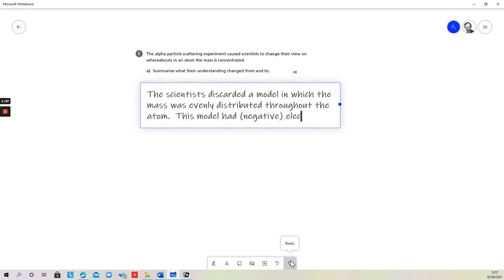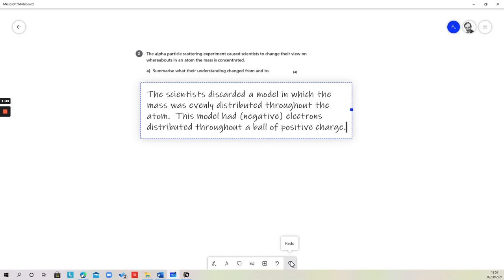So we can talk about the electrons, which had negative charge, and the fact that these were distributed throughout a ball of positive charge. So what happened there was that this ball or sphere of positive charge, and then dotted throughout it, like the plums in the plum pudding, were the negative electrons, and they were evenly distributed.